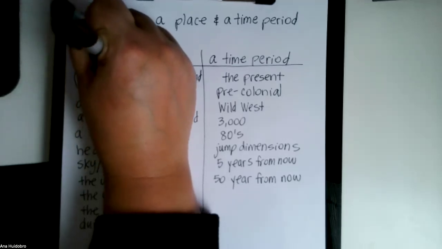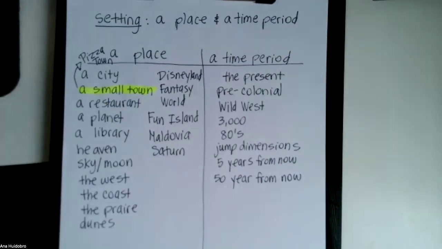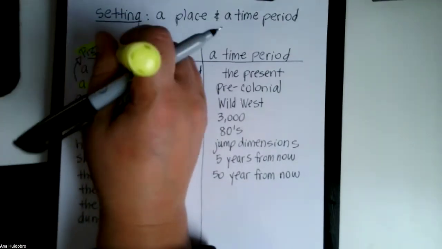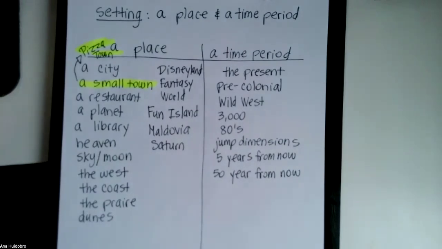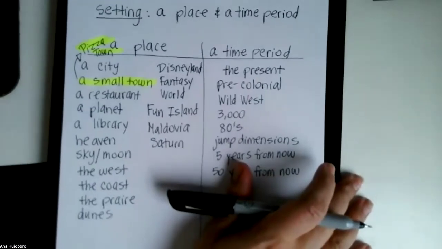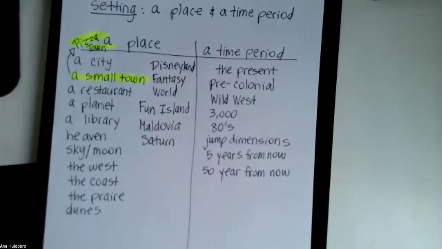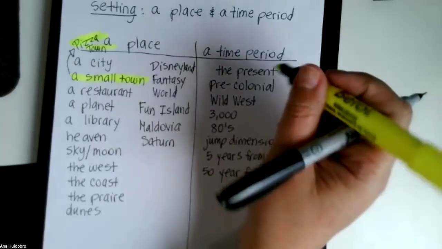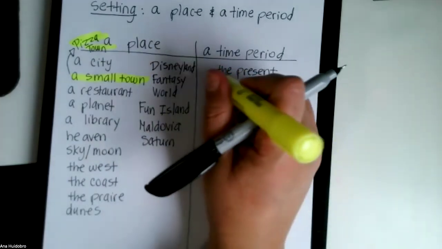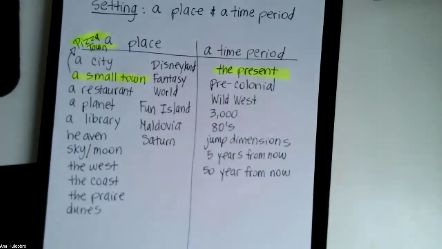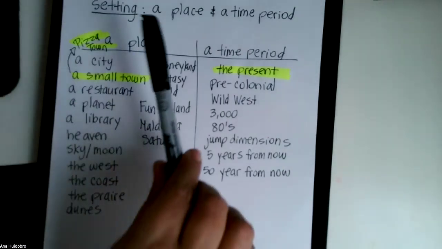So if you can give yours a name, please go ahead and do that. It's going to be called Pizza Town. How original, I know, right? And then I'm also going to give the time period. I think I'm going to keep it pretty simple. I think I'm just going to do the present day. So go ahead and share what you have.